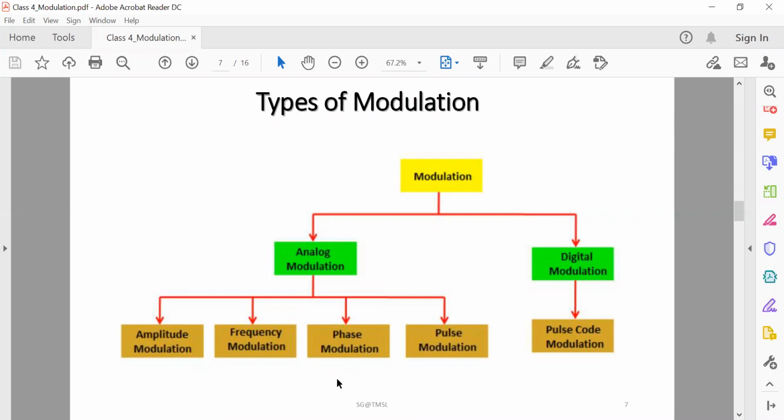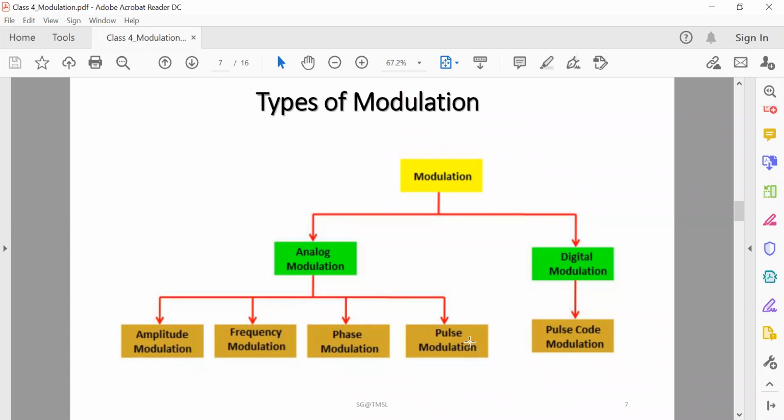Now in the pulse modulation technique, in amplitude, frequency, or phase modulation, the carrier and message signals are continuous, sinusoidal signals. However, in analog pulse modulation, the carrier signal is a discontinuous signal. Okay, it's a series of pulses, and the message signal is a continuous signal in the form of a sinusoidal signal.